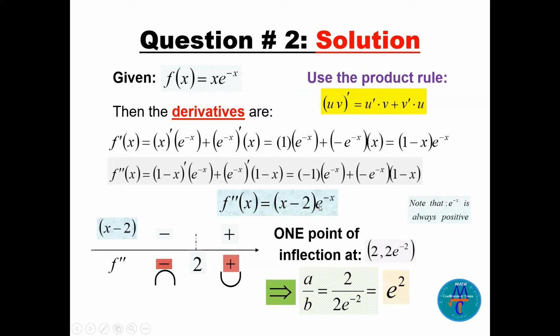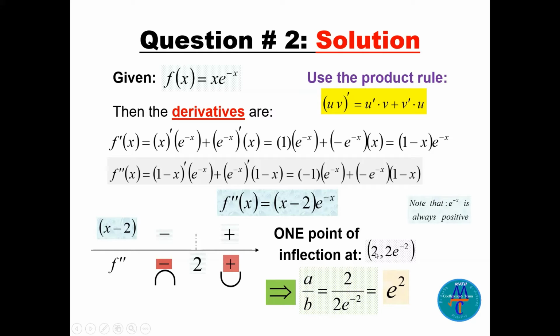Okay, so we know that e to the power minus x is always positive. That's an exponential function. We study f double prime at 2. If we choose here a number 0, this will be minus. If we choose 5 or more, it will be positive. So we have also a change in concavity at 2. F double prime is negative, so the function here concaves down. F double prime is positive, the function concaves up. So one inflection point at 2.